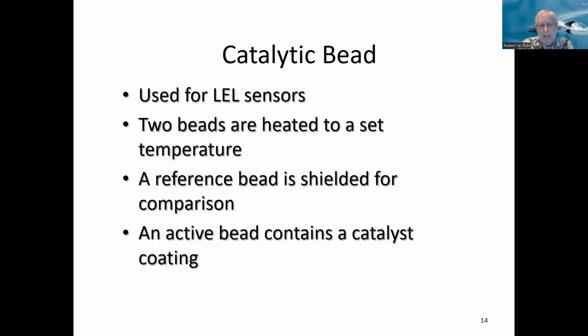Catalytic bead is used for LEL sensors. Two beads are heated to a set temperature. A reference bead is shielded for comparison. An active bead contains a catalyst coating.